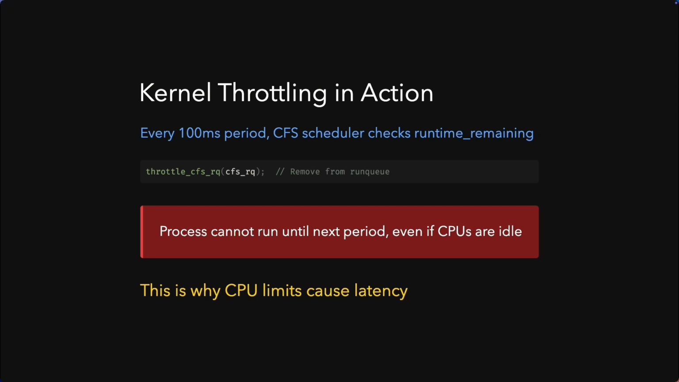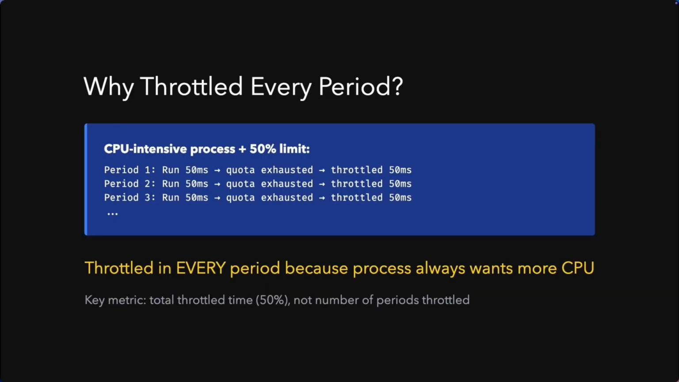Every 100 milliseconds equals one period, and the CFS scheduler checks the runtime remaining. Our CPU intensive process uses up its 50 milliseconds quota in the first 50 milliseconds of each period, and then gets throttled. The process is throttled in every period because it's always trying to use 100% CPU, but only gets 50%. It runs for 50 milliseconds, then waits for 50 milliseconds, repeatedly. The process cannot run until the next period, even if CPUs are idle.